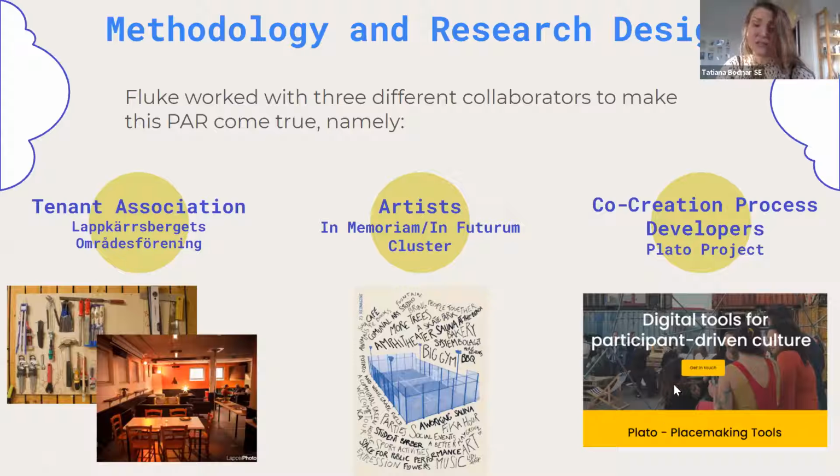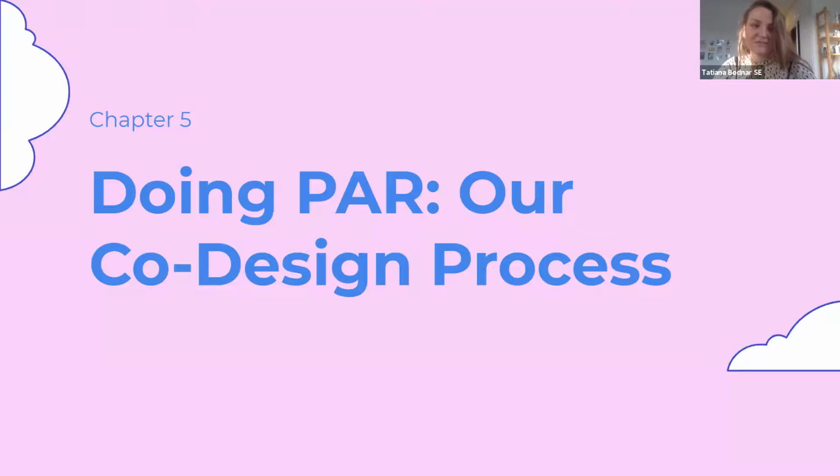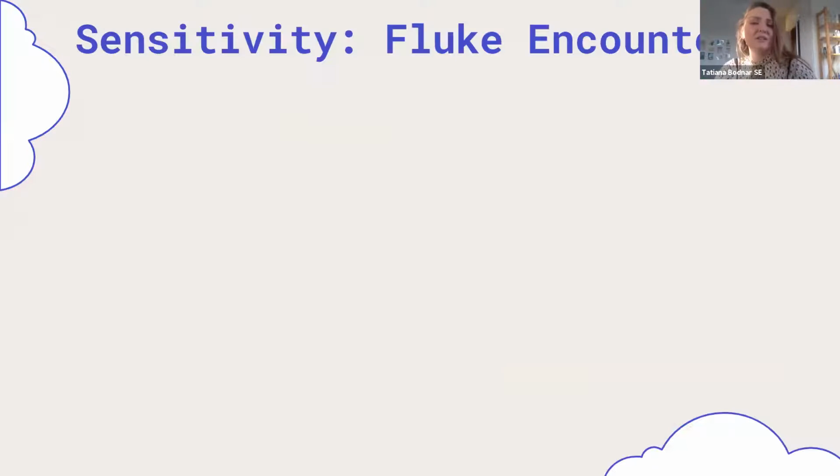This is a really interesting tool called the Plato placemaking tool, and it pretty much just allows for decentralized placemaking. It allows people co-budgeting essentially, and it's being developed maybe 5K from here. So we got to know these people and tested their tool out with them. And then COVID-19 and just PAR. And then doing PAR, our co-design process.